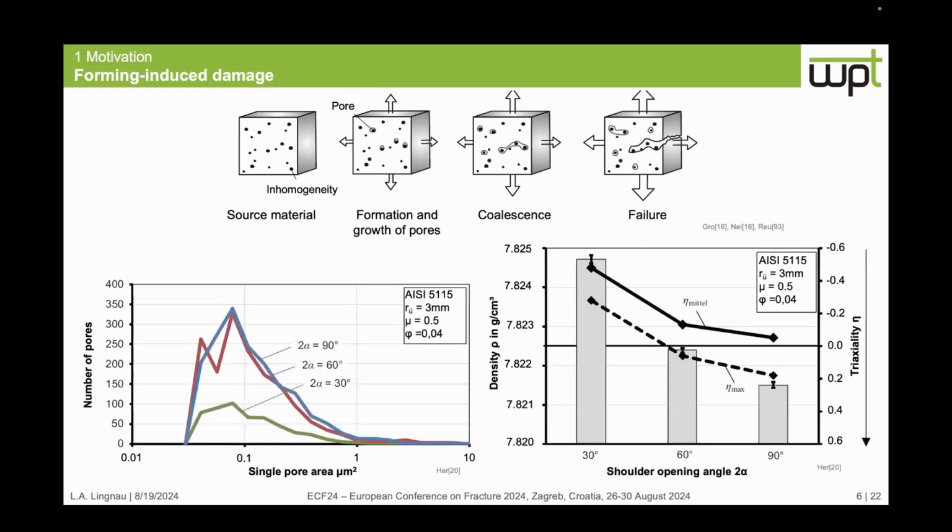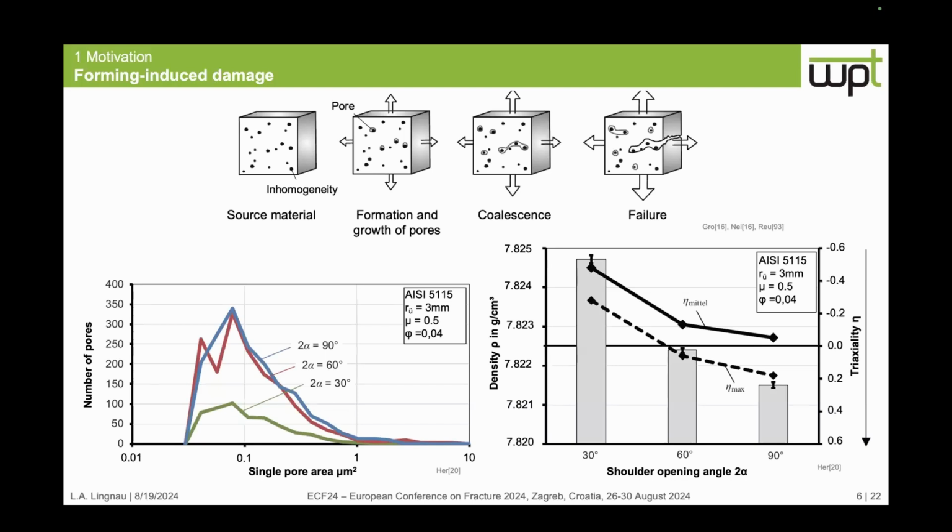And to quantify the damage by metal forming, the colleagues did in the past some investigations, for example, with the SEM 2D investigations of cross sections, where we quantify the number of pores and the size of pores, or by density measurements, so we can get a number of the forming induced damage.